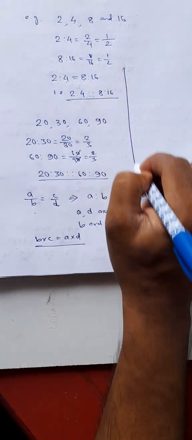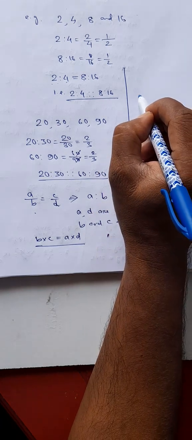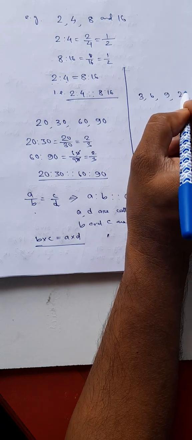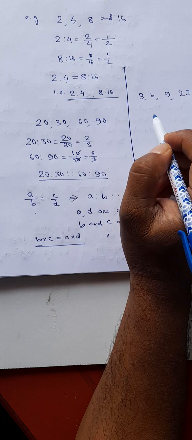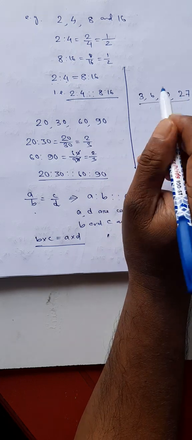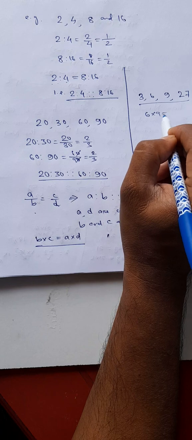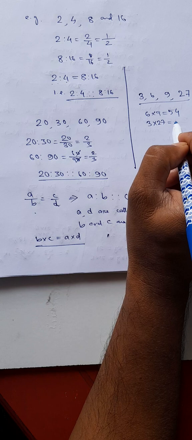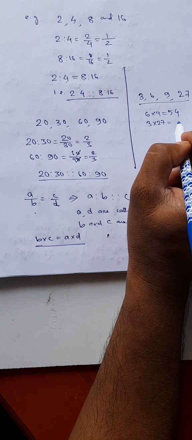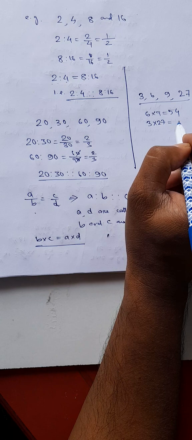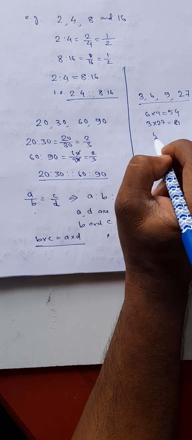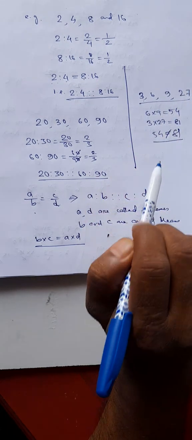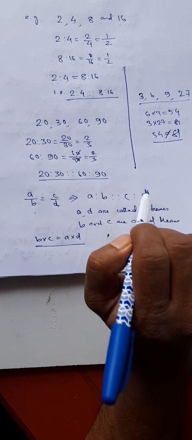So if you are given, for example, four quantities 3, 6, 9, 27, whether they are in proportion, let's check. Product of the means: 6 into 9 is 54. Product of the extremes: 3 into 27 is 81. 54 is not equal to 81. That means these numbers are not in proportion. Product of means is not equal to product of extremes.